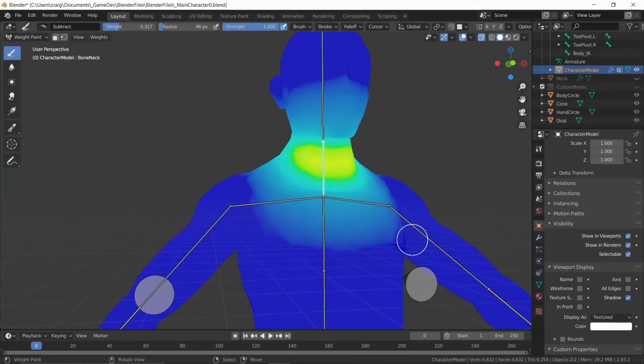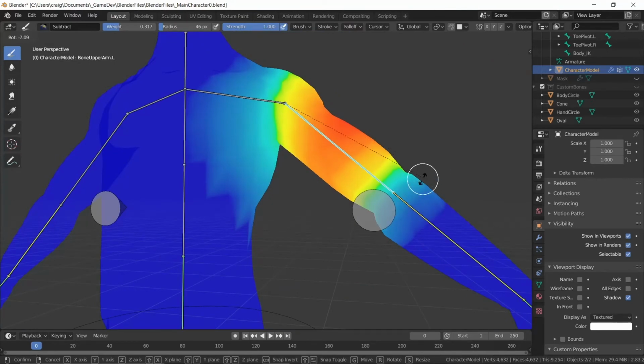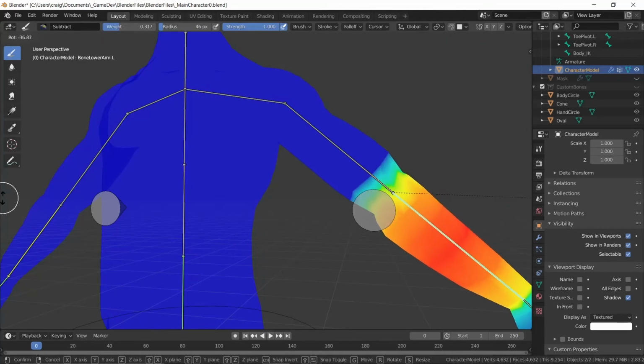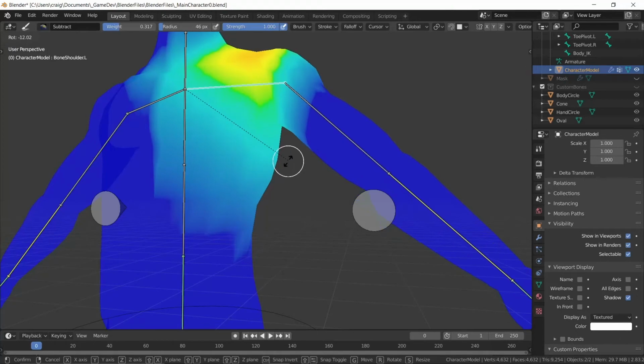Eventually, I'm going to be modelling each of the outfits that will be available in the game, and I'll be able to copy the mesh weights from this mesh onto the others. This means that they should move in a very similar way to this mesh when they are animated.